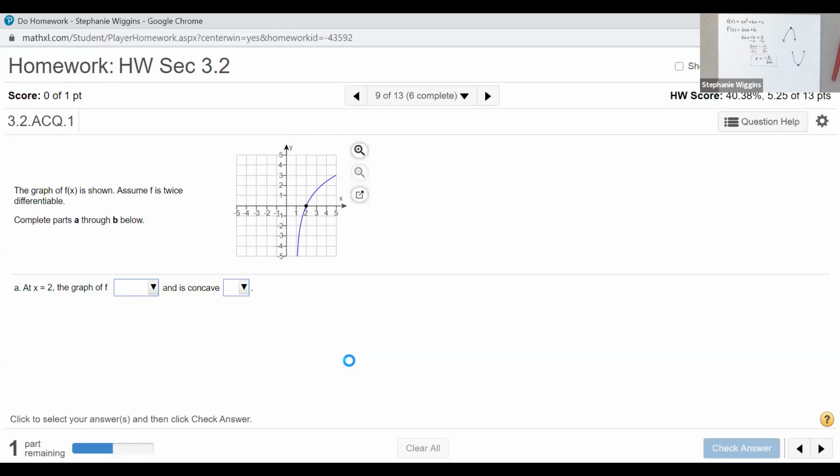And here we have the graph of a function f of x, and assume f is twice differentiable. That just means that it has a first derivative and also a second derivative. And it says at x equal 2, the graph of f increases, right? Here's 2, and as we go from left to right, it is increasing the whole way. So it increases at 2 also. And then notice that it's bending down, so that is concave down, okay?